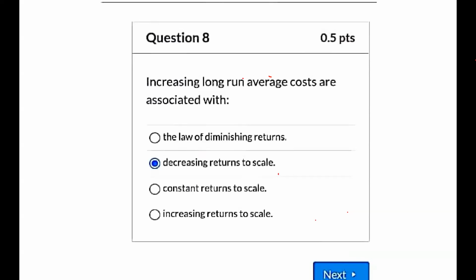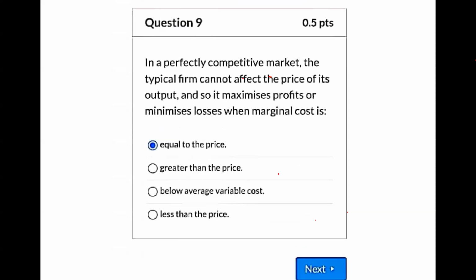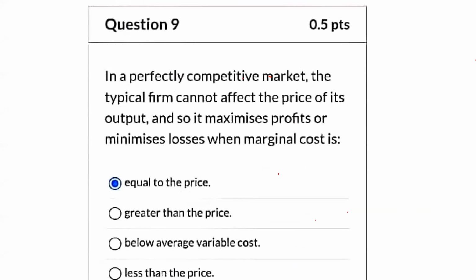Increasing long run average costs are associated with what? Obviously, we have seen the answer. The increasing long run average costs, we know that they are associated with increasing returns to scale and the price of its output. And so it maximizes profit and minimizes losses when marginal cost is.